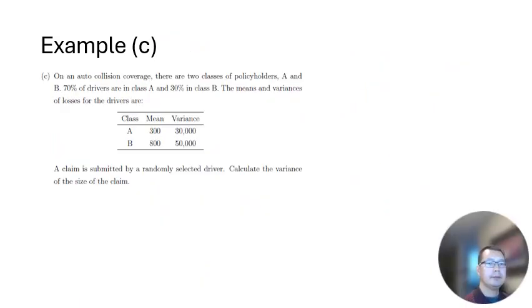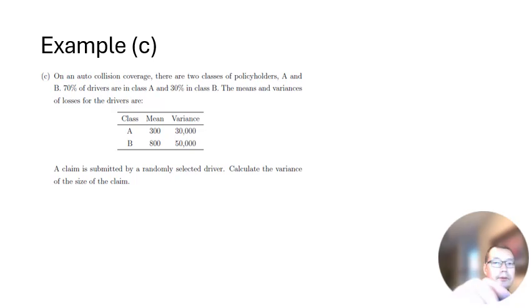Now let's look at example C. On auto collision coverage, there are two classes of policyholders, A and B. 70% of drivers are in Class A and 30% in Class B. The means and the variances of losses for the drivers are as follows. A claim is submitted by a randomly selected driver. Calculate the variance of the size of the claim.